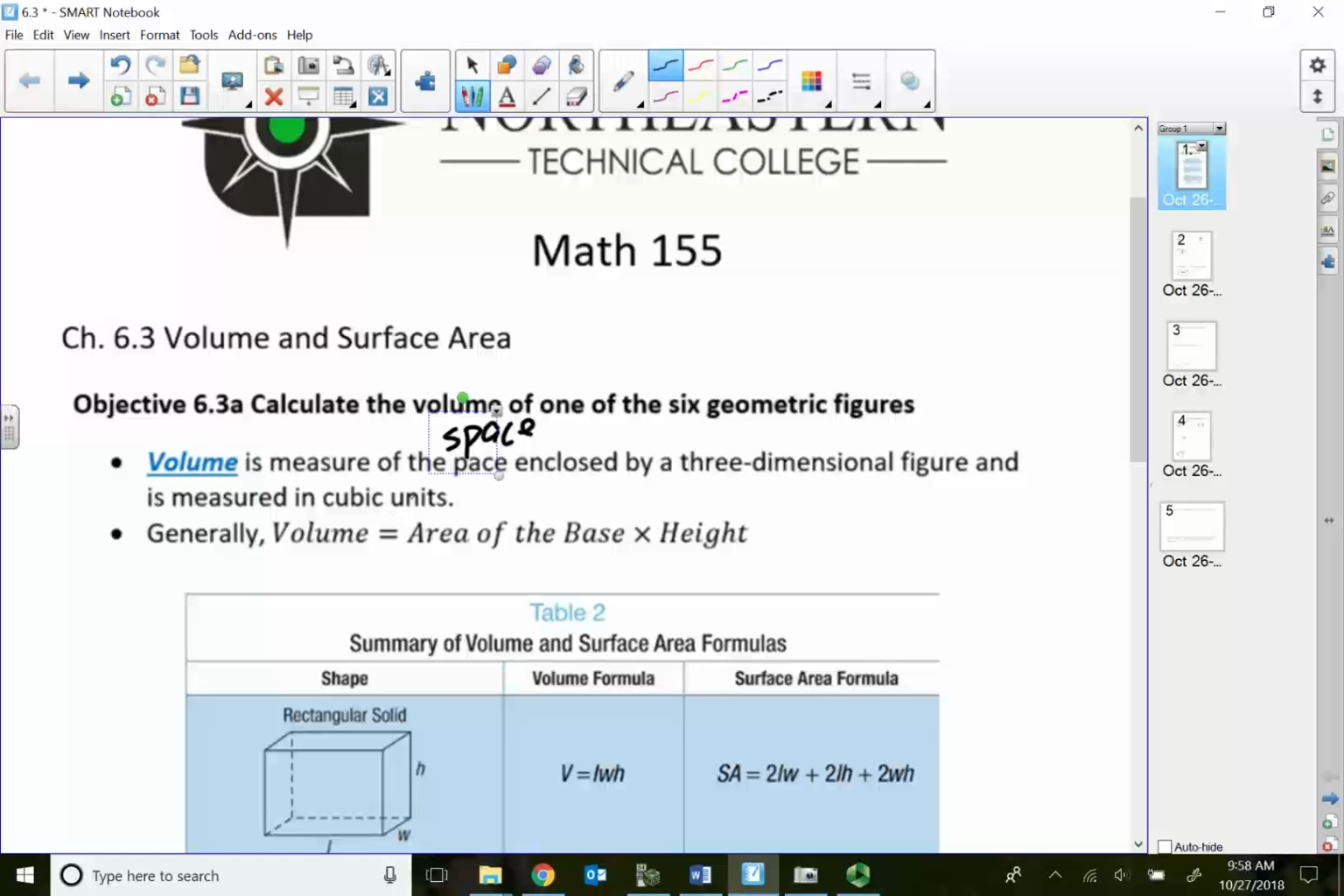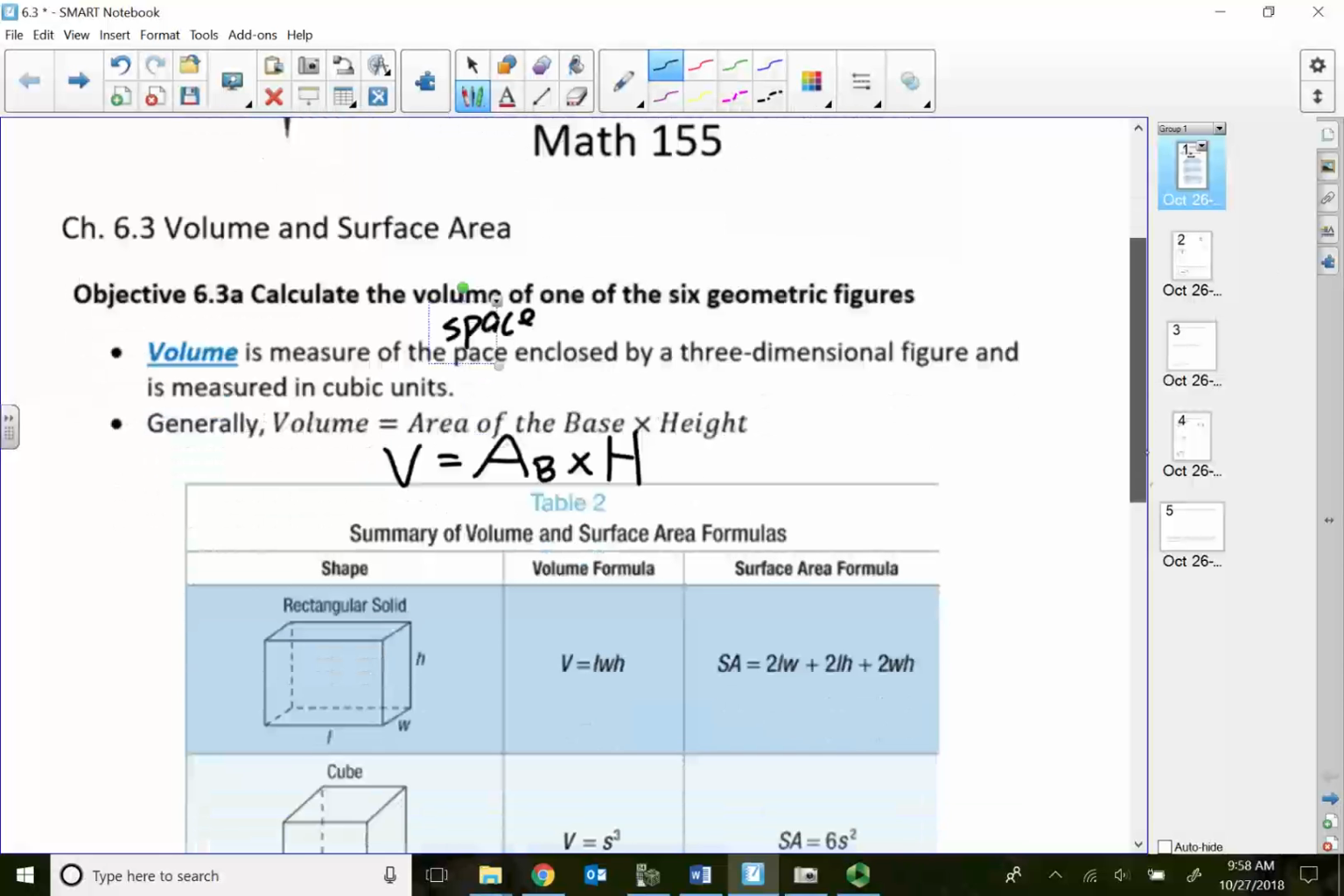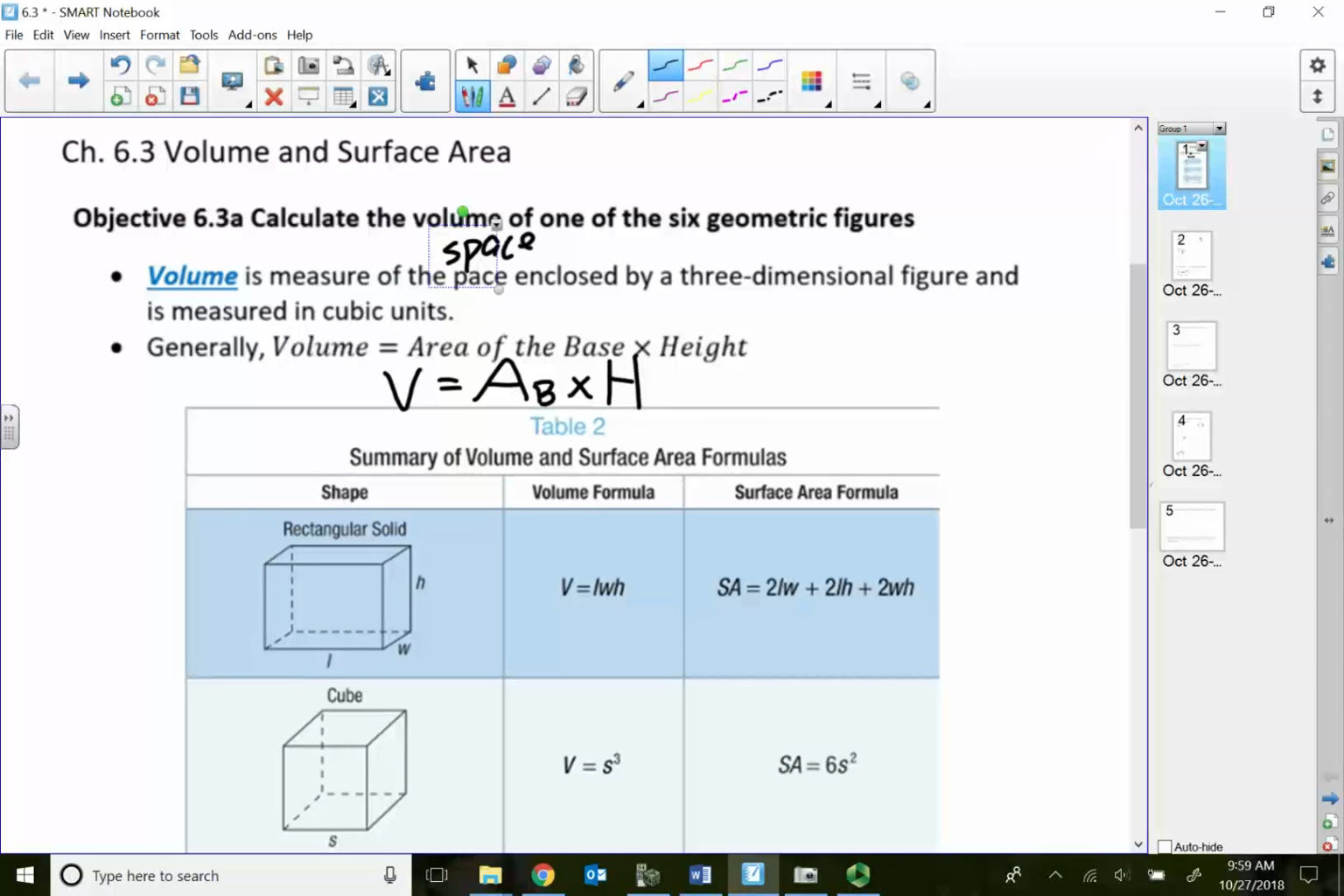Whenever you see the word cubic meters, cubic feet, anything with cubic, that's referring to finding volume. Generally speaking, this is a very, very broad saying: volume is always measured by the area of the base times the height. The following volume formulas basically go by this general formula: area of the base times the height.